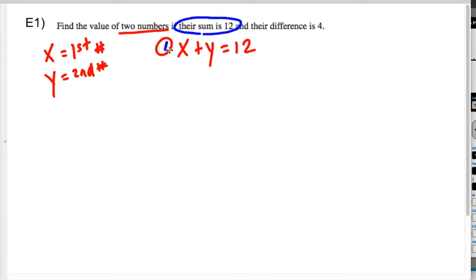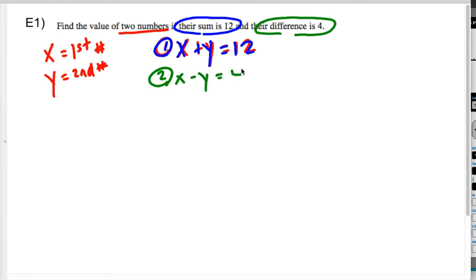That's my first equation, which we can do in blue if we want to match what that sentence says. And their difference, if I subtract them, is 4. So if I subtract them, x minus y is 4. Well, there's my system, right? I assigned my variables. I've created a system. I have 2 variables and 2 equations, so that's what I need. So then I just need to figure out how to solve.